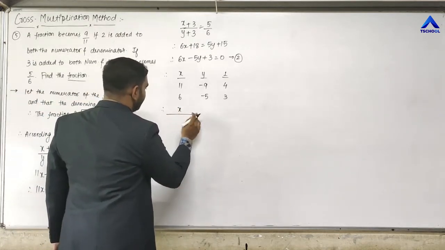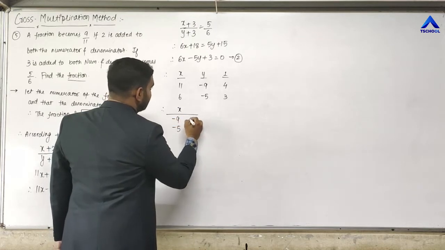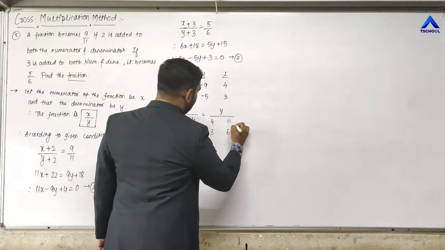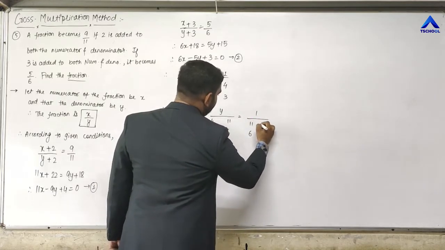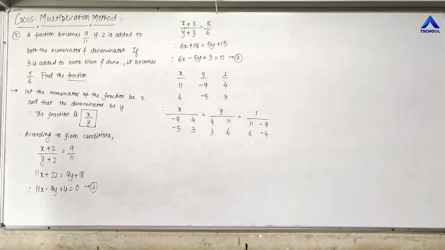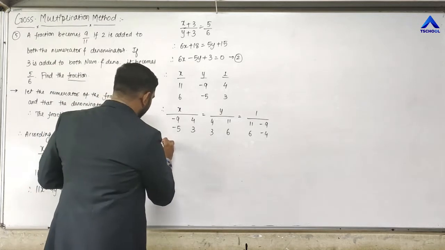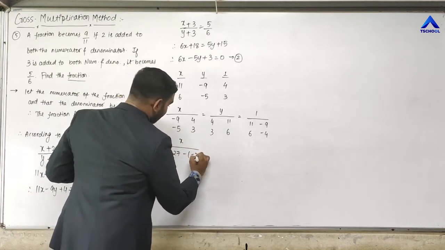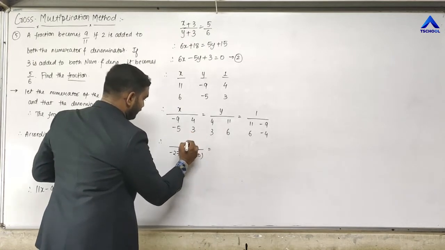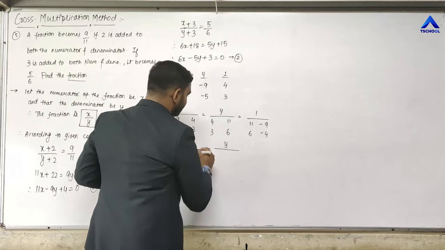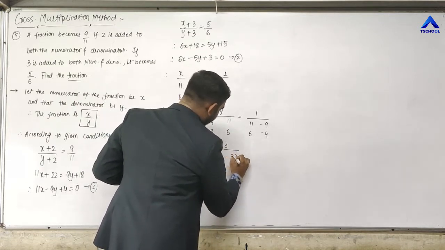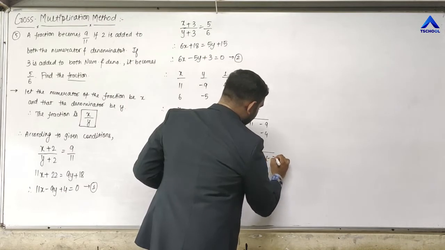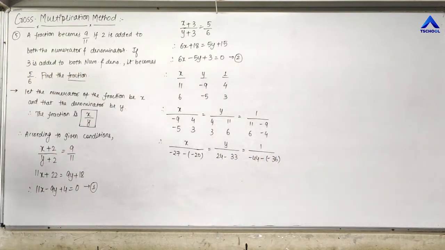Therefore x upon minus 9, minus 5, 4, 3 is equal to y upon 4, 3, 11, 6 is equal to 1 upon 11, 6, minus 9, minus 5. So let us cross multiply them. Therefore x upon minus 9 into 3, that is minus 27, minus 5 into 4, that is minus 20, is equal to y upon 6 into 4, 24, minus 3 into 11, 33, is equal to 1 upon 11 into minus 5, minus 55, minus 6 into minus 9, minus 54. Is it clear everyone, friends?